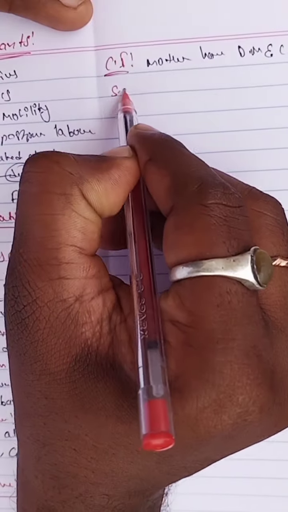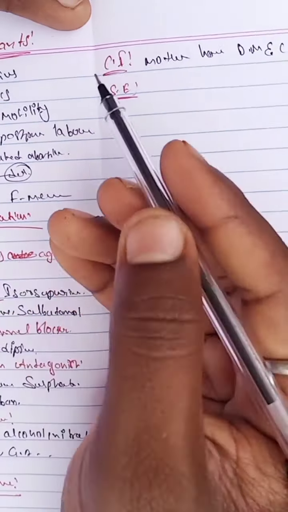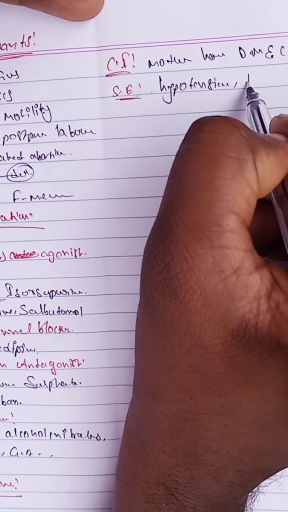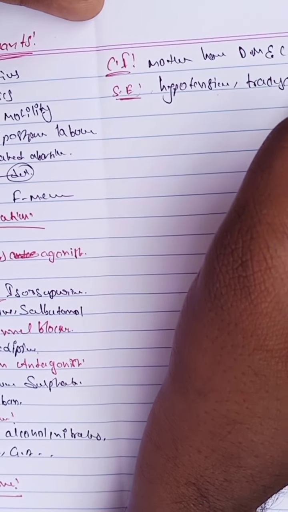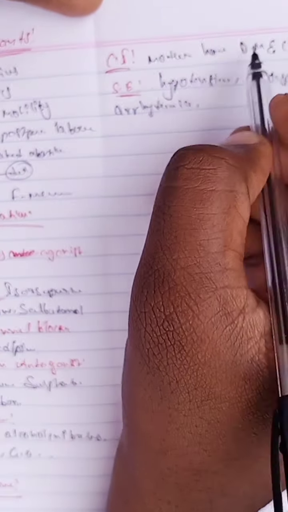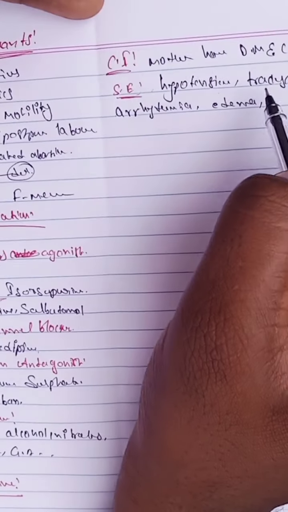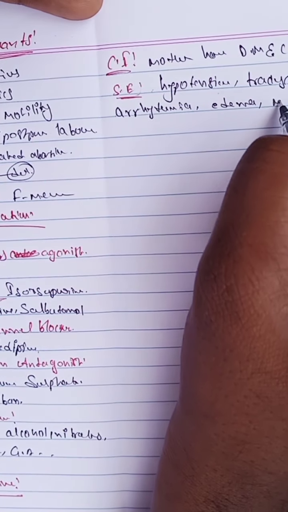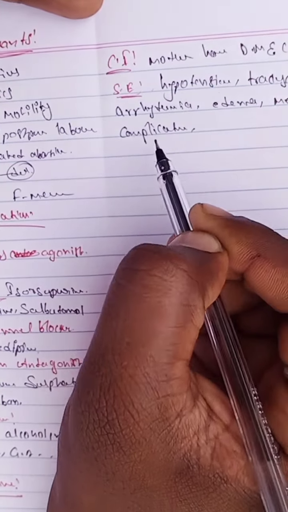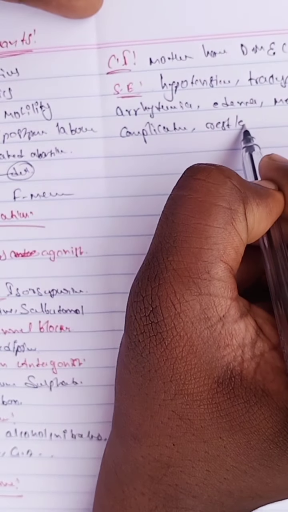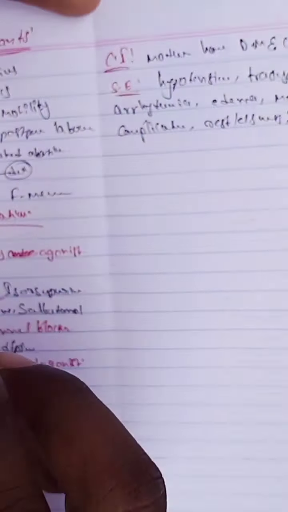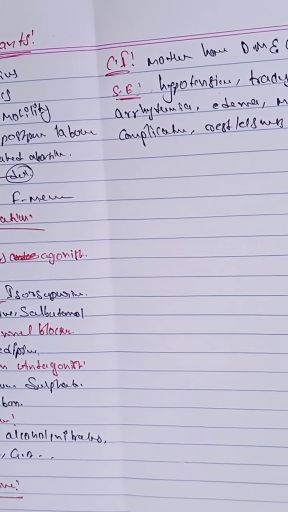And the next one, what are the side effects of this drug? Side effects: it produces hypotension, and the next one, tachycardia, arrhythmia, pulmonary edema, metabolic complications, restlessness, headache, and different types of side effects occur with this particular drug.